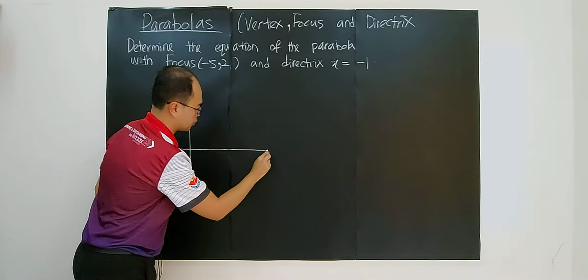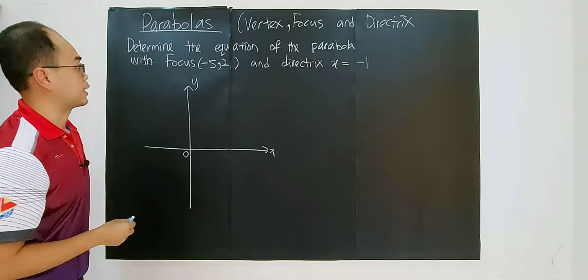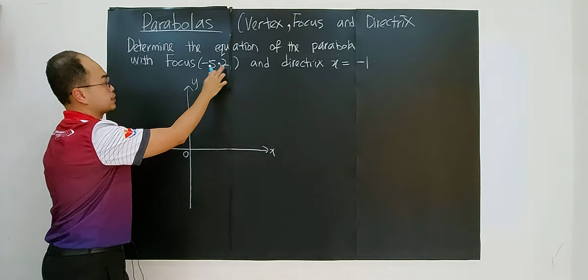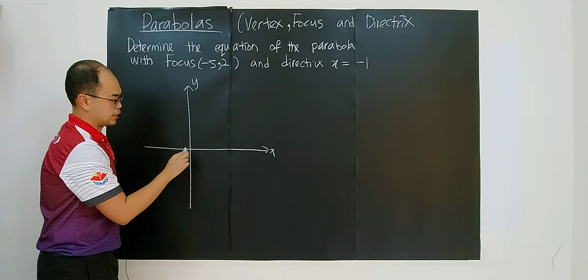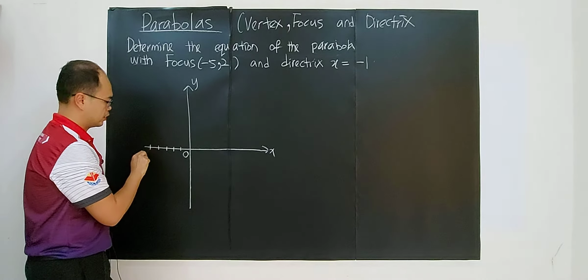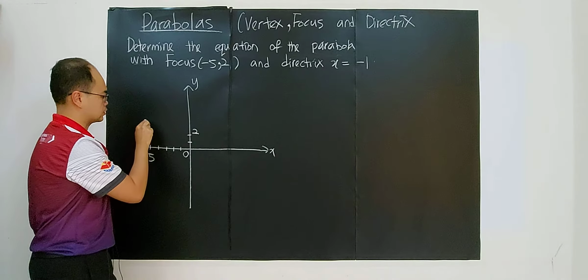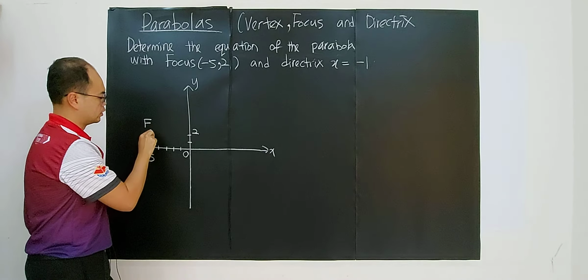So let's say you have the x, y axes. But you must know what is the directrix and what is the focus. The focus is negative 5, 2. Where is negative 5, 2? Negative 1, negative 2, negative 3, negative 4, negative 5, 2. So this is your focus.